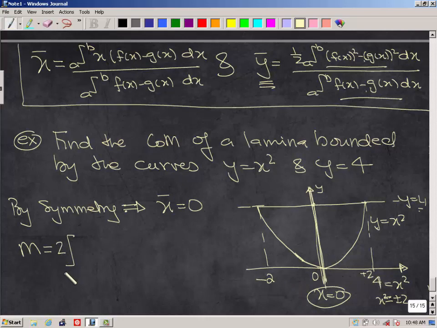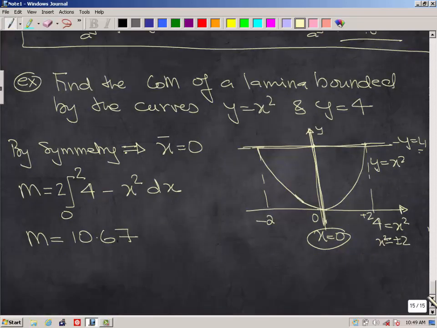I'm going to go 2 times the integral from 0 to 2. You can go from negative 2 to 2 also. You take the top curve. F of x is always the top curve, so in this case it's 4, minus the bottom curve, which is x squared, dx. This is a simple term by term integral. I have it done, so I'll give you the answer. You get 10.67. But you can easily integrate this. You get 4x minus x cubed over 3. Plug in the upper limit and the lower limit, and you'll get that. So that is the mass of that lamina.